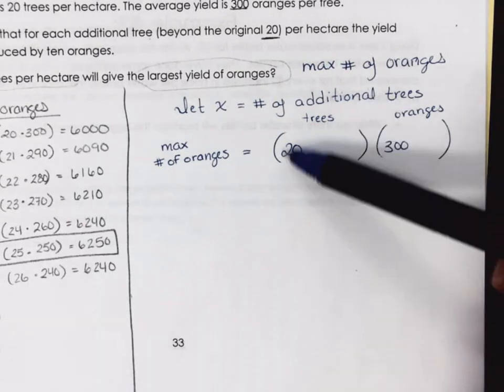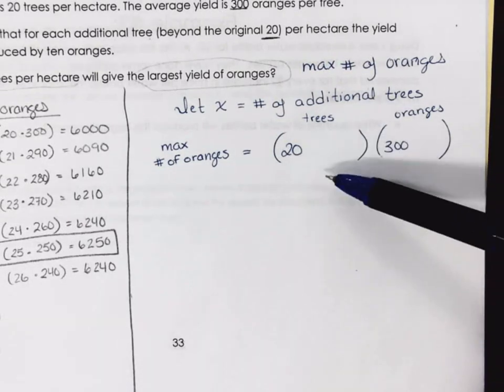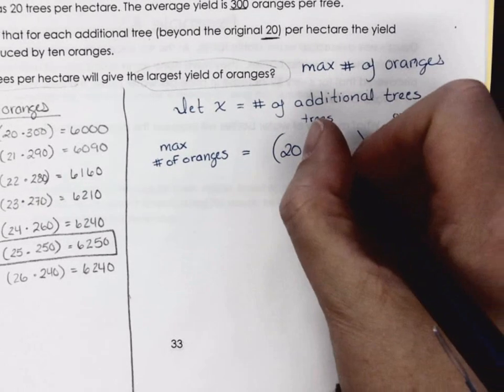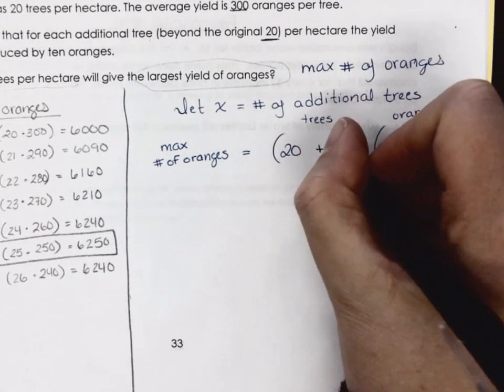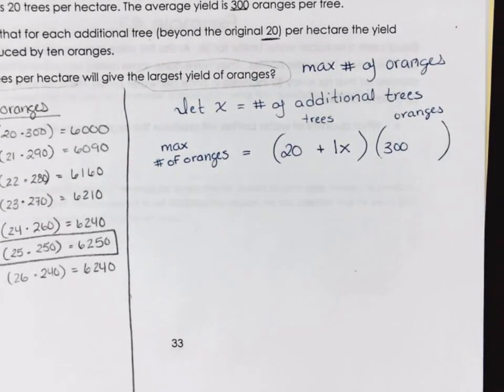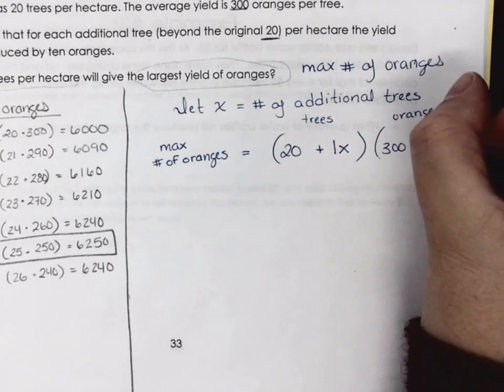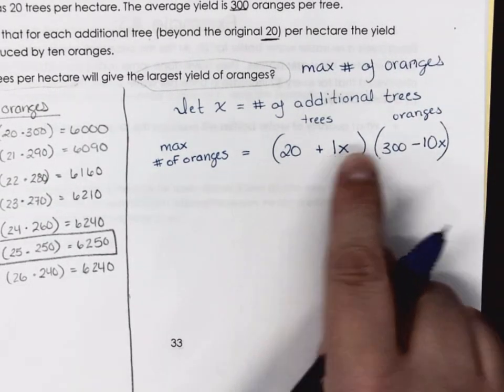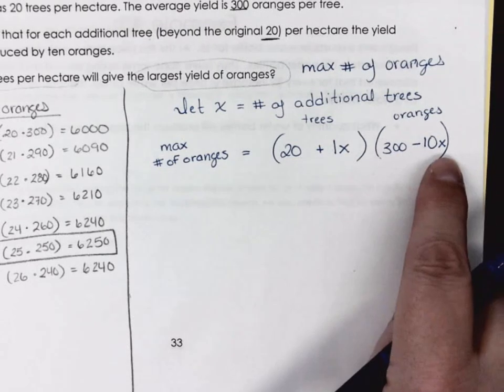So what were we doing to the trees in every line? What were we doing to them? No, trees. What? We were adding how many? 1. So we're going to add 1 tree each time. But what did that do to our oranges? For every tree, we subtracted 10. So notice that my x is in both of these places.